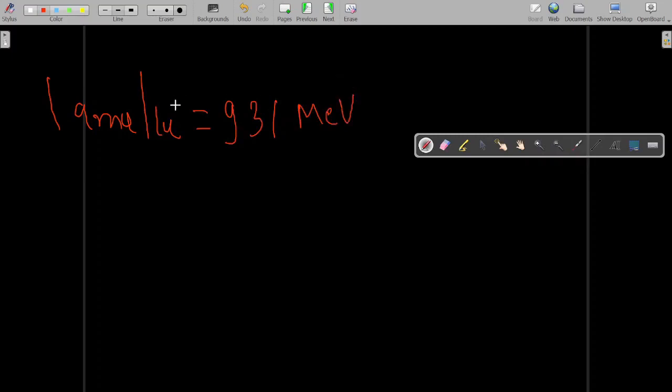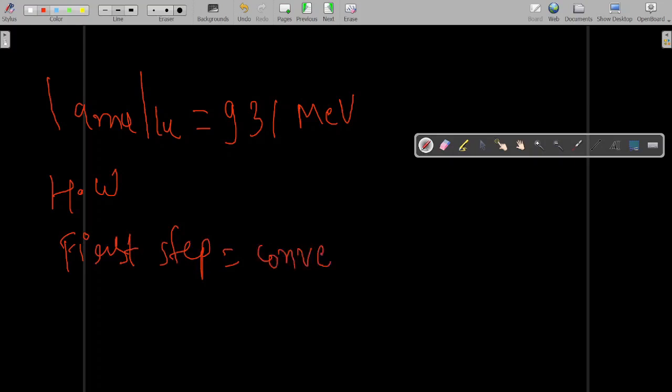Now, how to do this conversion? I am giving you the homework on how to do this conversion. First step: convert AMU, or unified mass, to kg. First of all, convert it to kg. You will get the number on the internet. You can convert atomic mass unit or unified mass into kg.